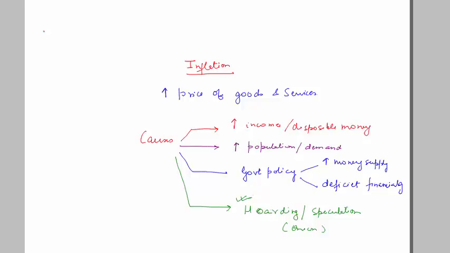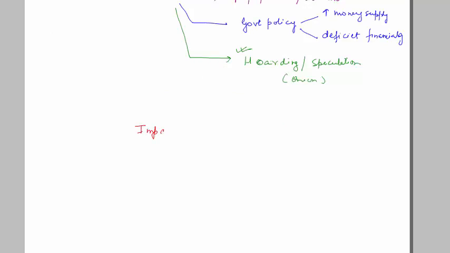Now, what is the impact of inflation? Obviously, for a middle class or a lower poor family, it causes an imbalance of the family budget. Suppose you have planned a family budget, and the prices of goods and services increase, suddenly your family budget is impacted.